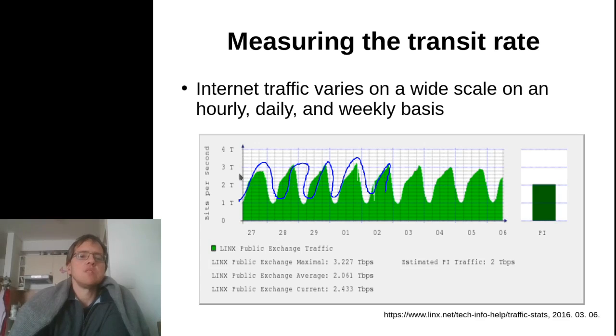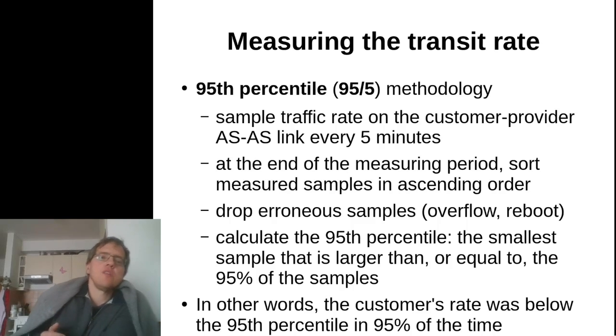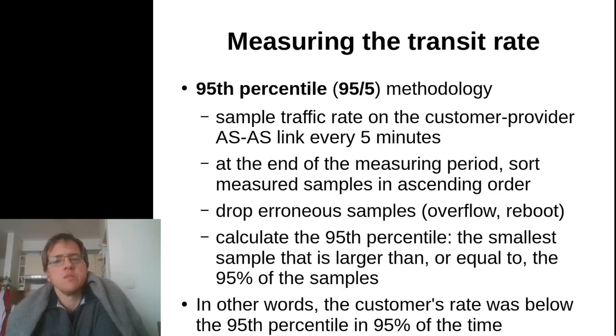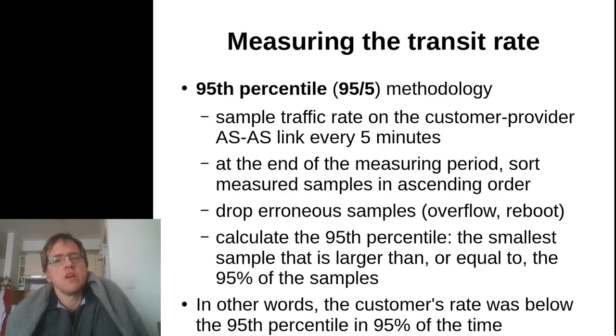What we're going to use is the 95th percentile to characterize the traffic rate, and this is the usual rule that is used by providers to charge the customer. So wherever we need to measure the transit rate, here is what we are doing. We use the 95th percentile methodology, which means that first we sample the traffic rate on the customer-provider AS-AS link. So this is basically the link between the corresponding border routers, say every 5 minutes.